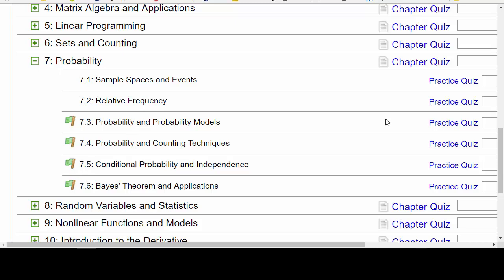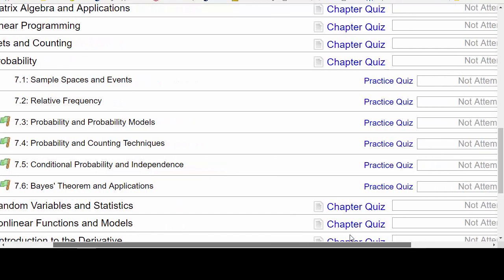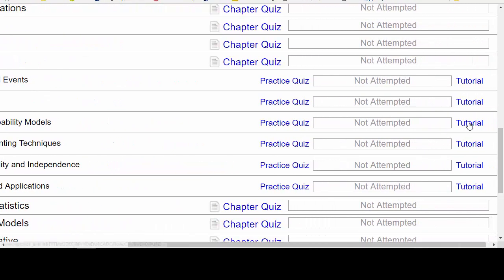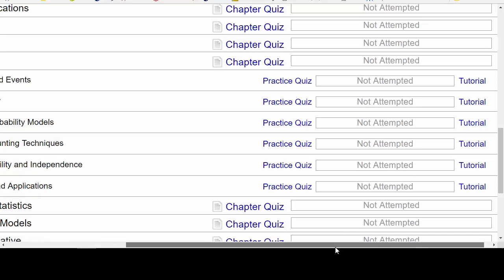So if you want a little practice quiz on section 7.3, you can click that. And the good news is this is not proctored. I mean, sorry, it's not for credit. So you can do the quiz as many times as you want. It doesn't affect your grade. There's also little tutorials you can go do that will help you with these problems.